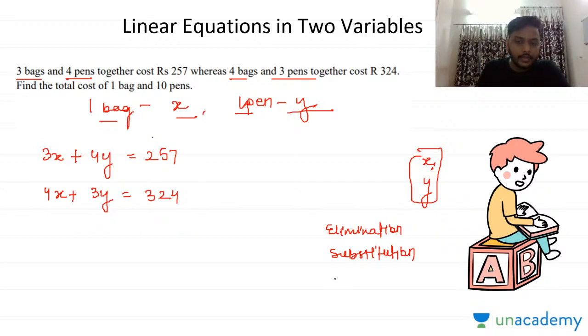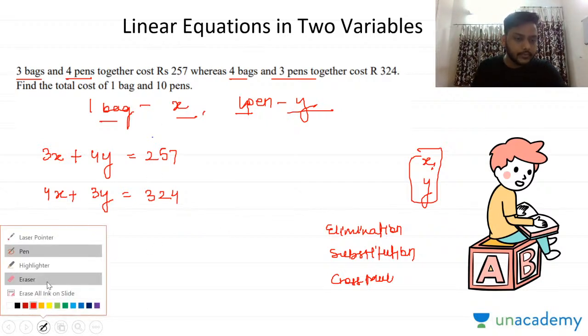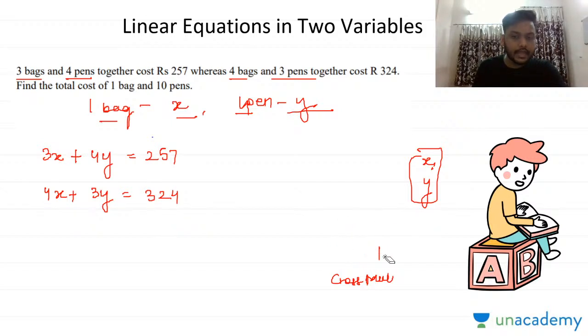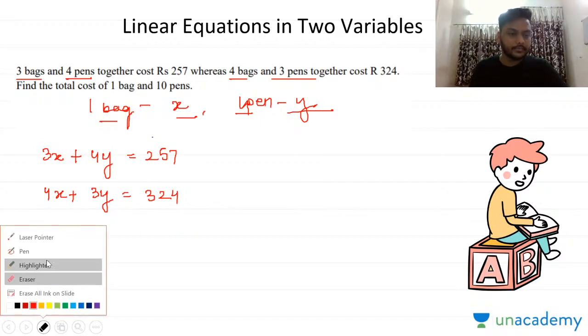You all must be familiar with your cross multiplication method, correct? So you can use any method for that matter. I'm using the elimination method over here. If we want to use the elimination method, we will have to make the coefficient of x or y the same, so that we can either add or subtract these two equations. Okay, so let's do it.